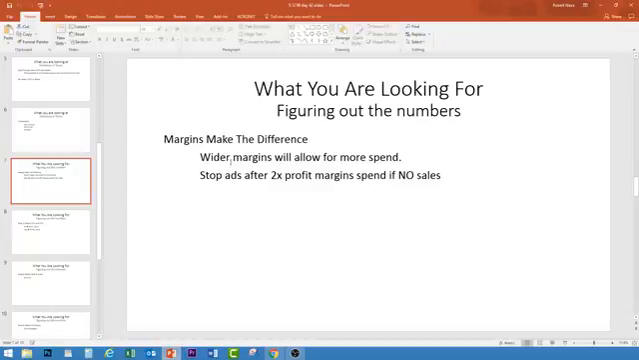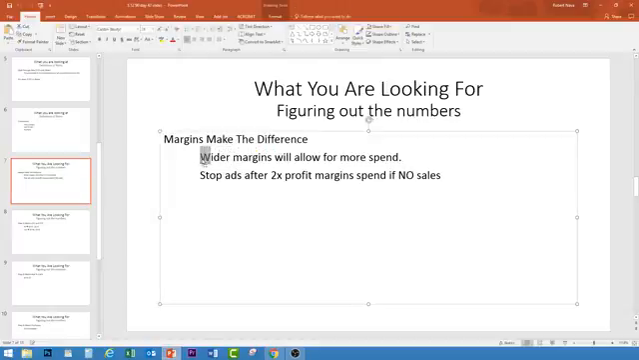Versus if you have a product that you're buying for $5 and you're selling it for $10, you got $5 margins. Now you're making $2. So you're making twice as much money, with the only difference being the price of the product. Everything converting the same, the only difference is the price of the product, or your margins. So the margins is really what matters. If you have wider margins, it'll allow you to spend more, right?